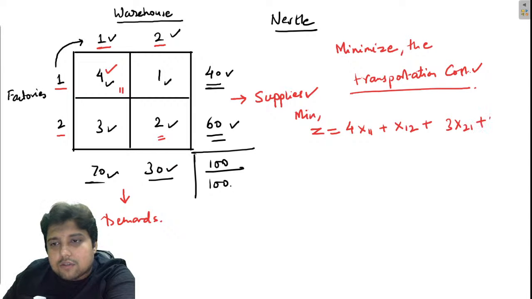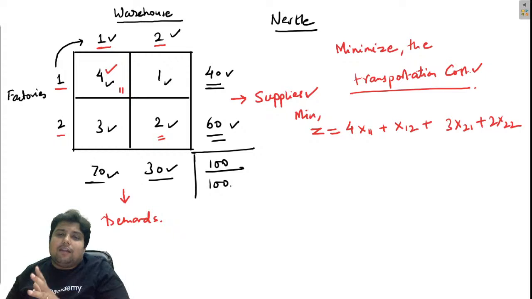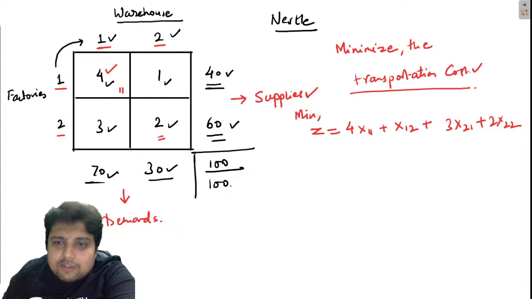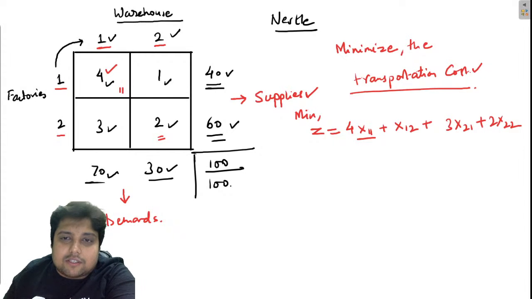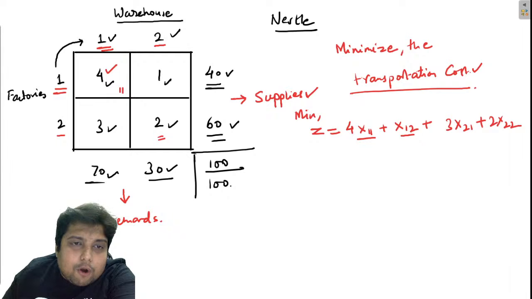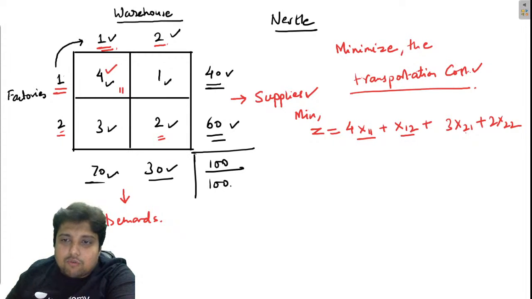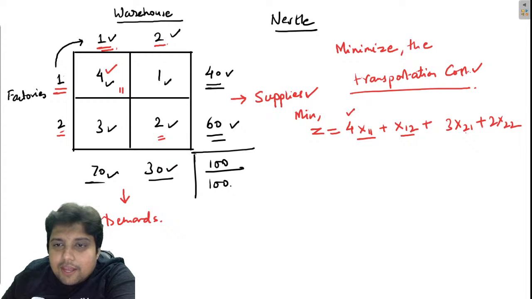3x21 plus 2x22. So what I have written here, x11 simply means how many products from factory 1 will go to warehouse 1. x12 means how many products made in factory 1 will go to warehouse 2. Similarly, x21 means how many products made in factory 2 will go to warehouse 1, and x22 means how many products made in factory 2 will go to warehouse 2. So I have added the coefficients 4, 1, 3, 2, which are basically the costs.